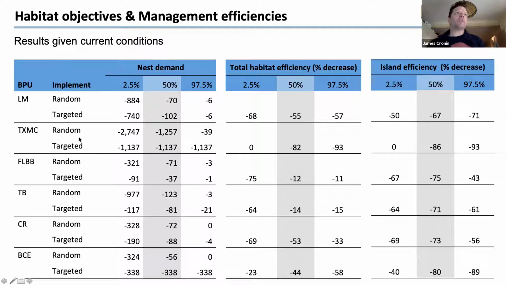Okay, we get the same result if we look at the other 6 BPUs where the population objective was already met. You've already basically seen numbers like this, so it's met for all 6. And if we look at the total habitat efficiencies and the total number of island efficiencies, we can see that as we move from a random to a targeted strategy, we're a lot more efficient for both of these metrics.